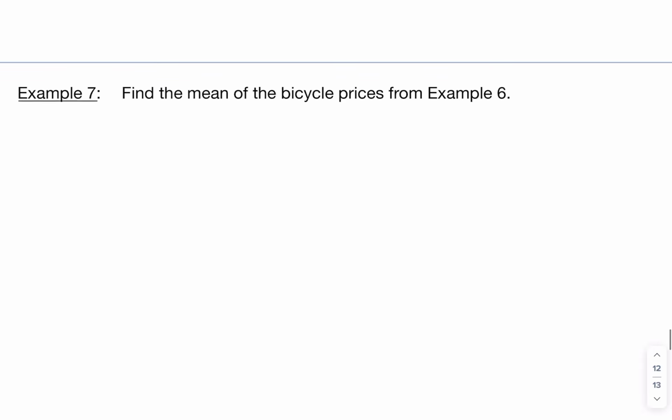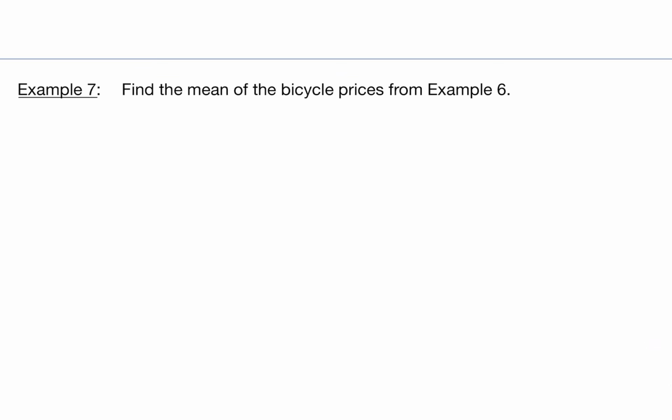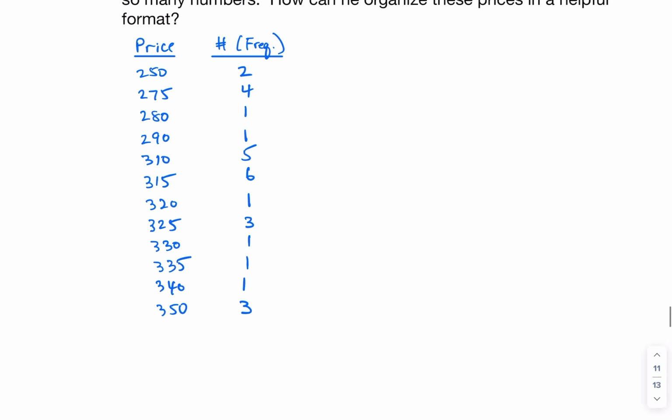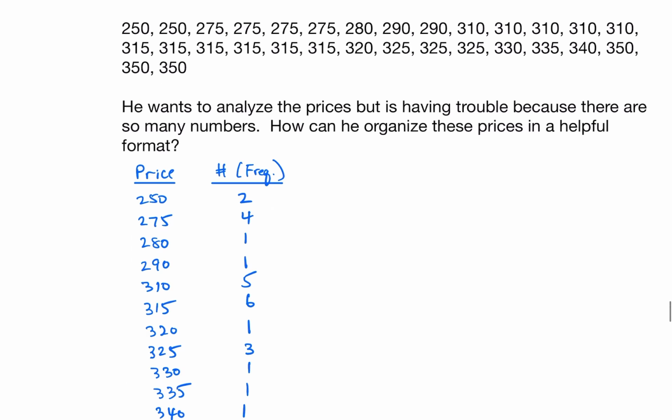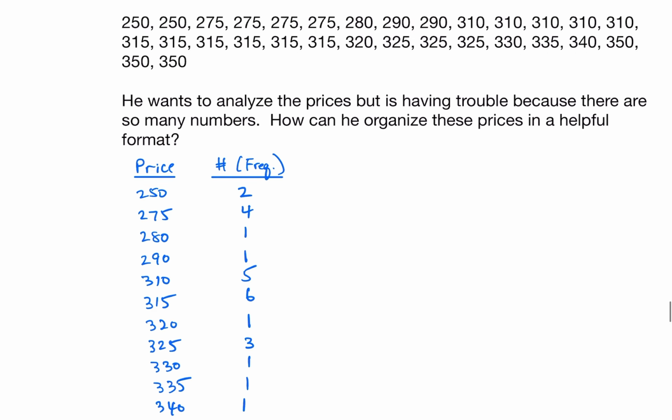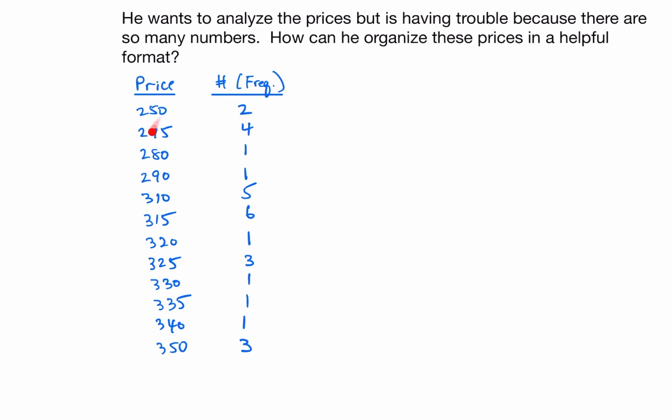And in the next example, we're going to find the mean of the bicycle prices from the previous example. One of the great things about putting this data in this format is that finding the average is much easier. If you can imagine, if we had 3,000 pricings, we would not type in all 3,000 values to find the average. We would put it in some sort of chart like this so that it's a little more condensed.